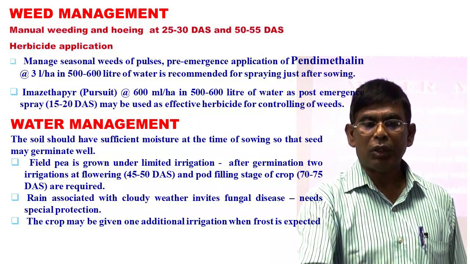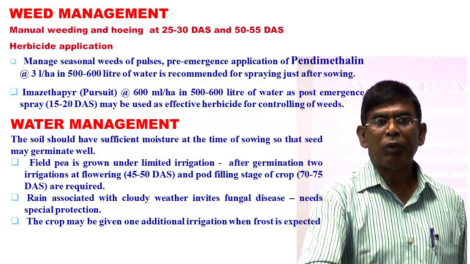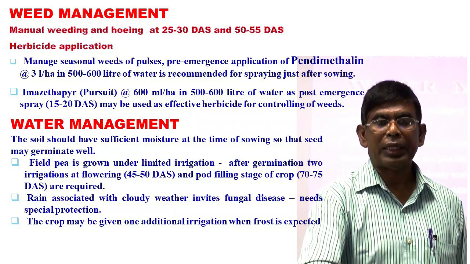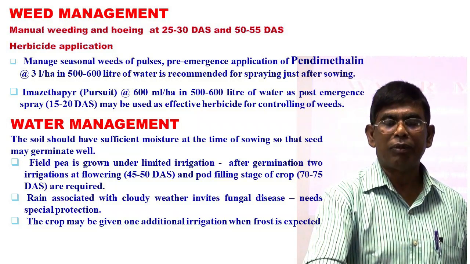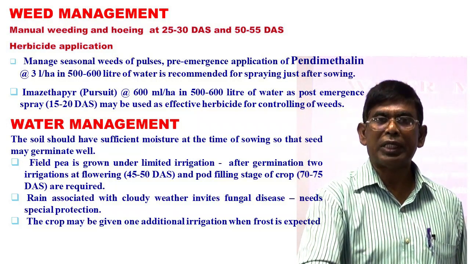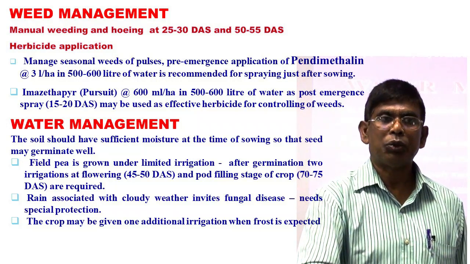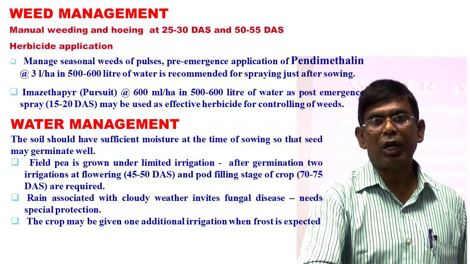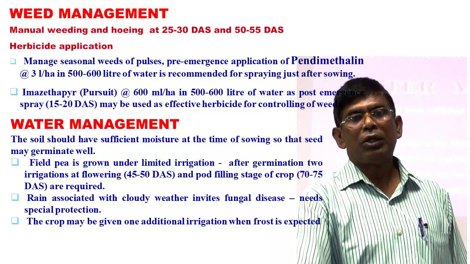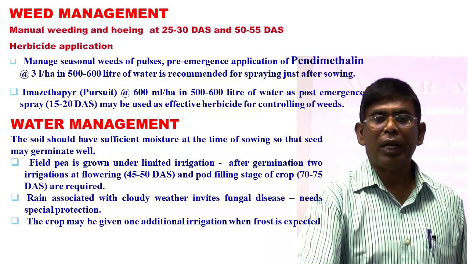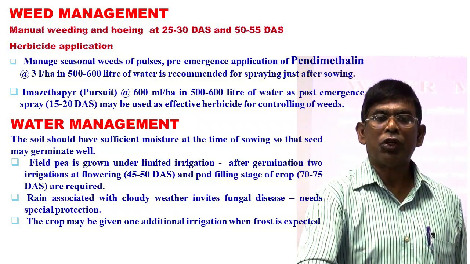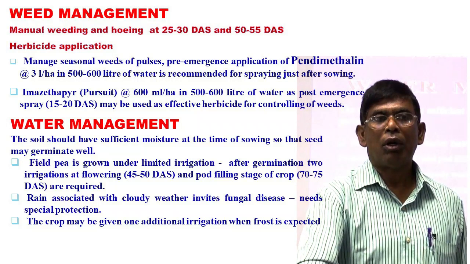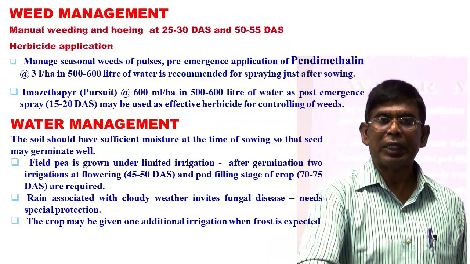If you go for manual weed control, then hoeing and weeding should be done first at 25 to 30 days after sowing, and the second one at 50 to 55 days after sowing. It is always better, if manual labor is there, to go for manual weeding, because hoeing means loosening of the soil, which means oxygen content of the soil will be higher, and also the moisture loss through evaporation and capillary movement will be reduced. So manual weeding is better than chemical weeding.